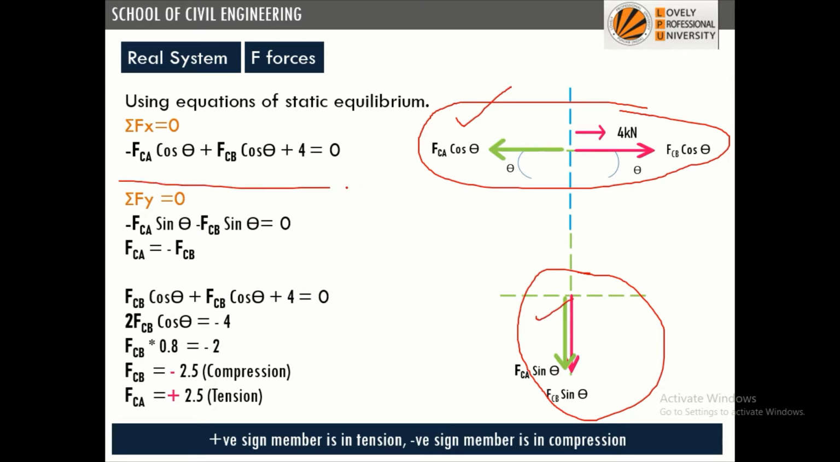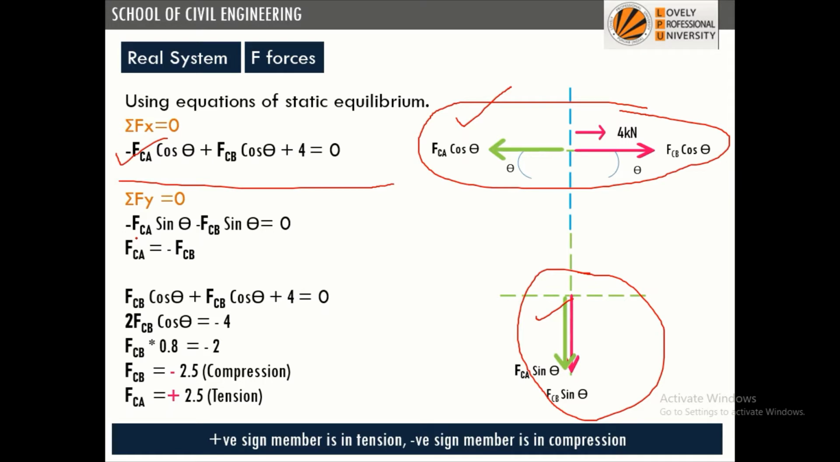First we'll do summation of forces about the x-axis. This force is along the negative x direction, so we'll write minus FCA cos theta, and these two forces are along the positive x direction, so we'll write FCB cos theta plus 4. In this equation there are two unknowns, so we cannot solve it yet, so we'll come to sigma Fy.